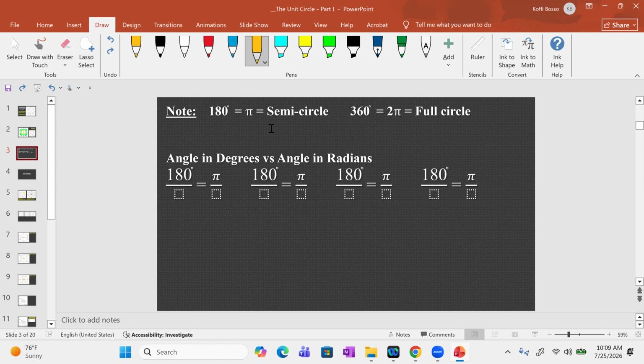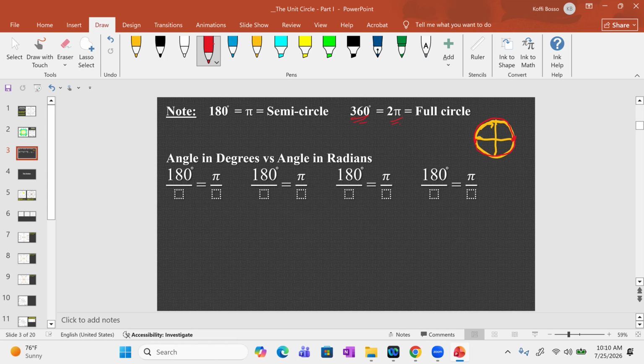But you have to remember this. Every time you see 180 degrees, know that this is pi, and that's the value for a semicircle. Suppose I have a circle like this. If I make this semicircle, from 0 to this side, that is 180 degrees, which is pi. But if I make the full circle, that becomes 360 degrees or 2 pi. It's very important to remember that.